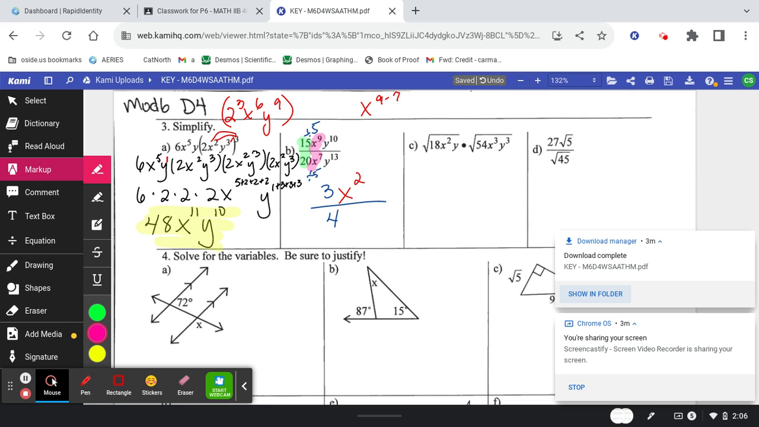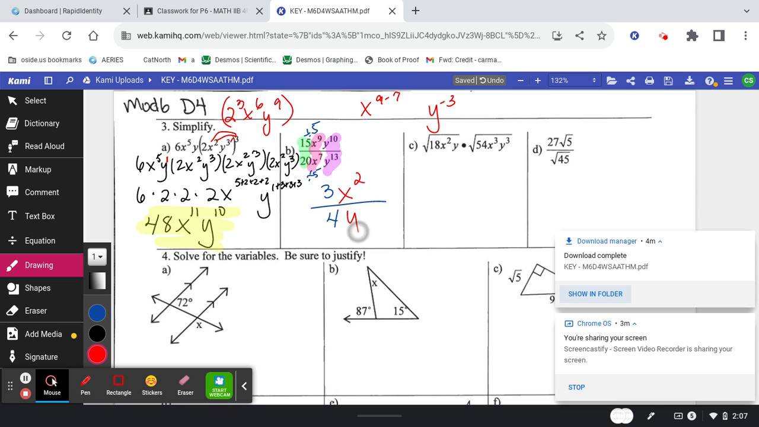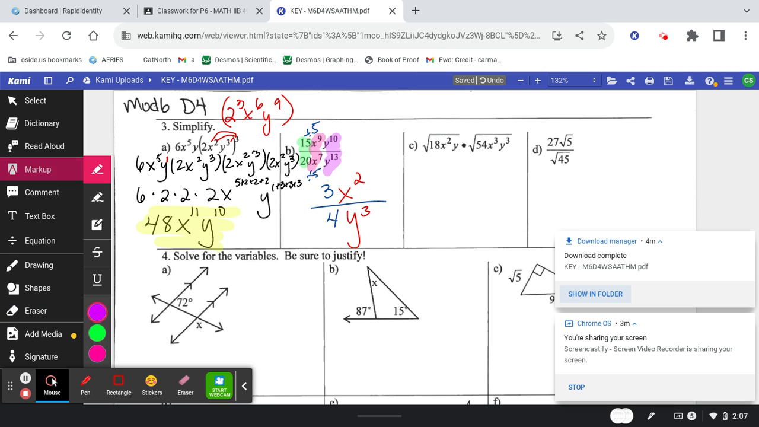Last but not least, we look at those y's. Notice there's more y's on the bottom. How many more? So 10 minus 13 is y to the negative 3, and negative exponents go downstairs. You should have been left over with y cubed on the bottom. How'd you do on that guy? Is this all coming back to you? It's coming up on your final.